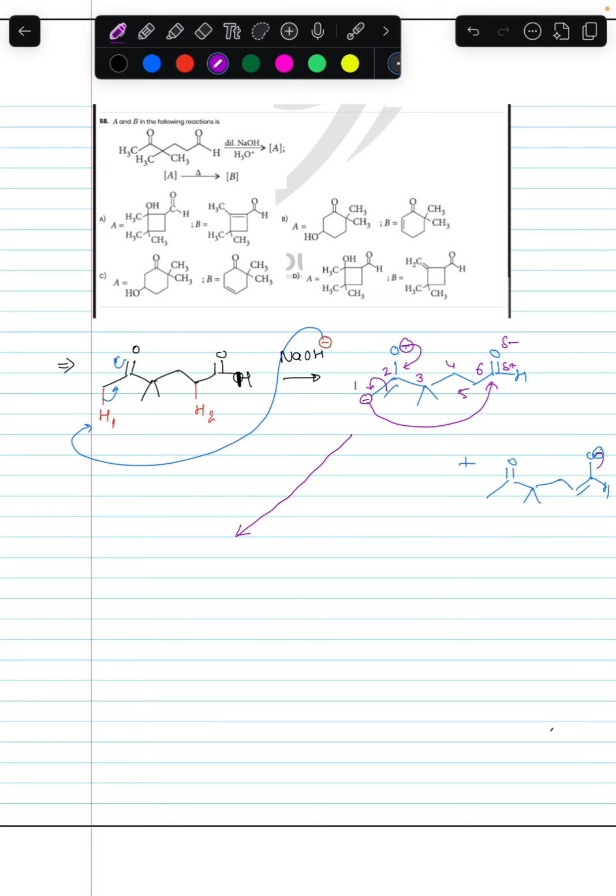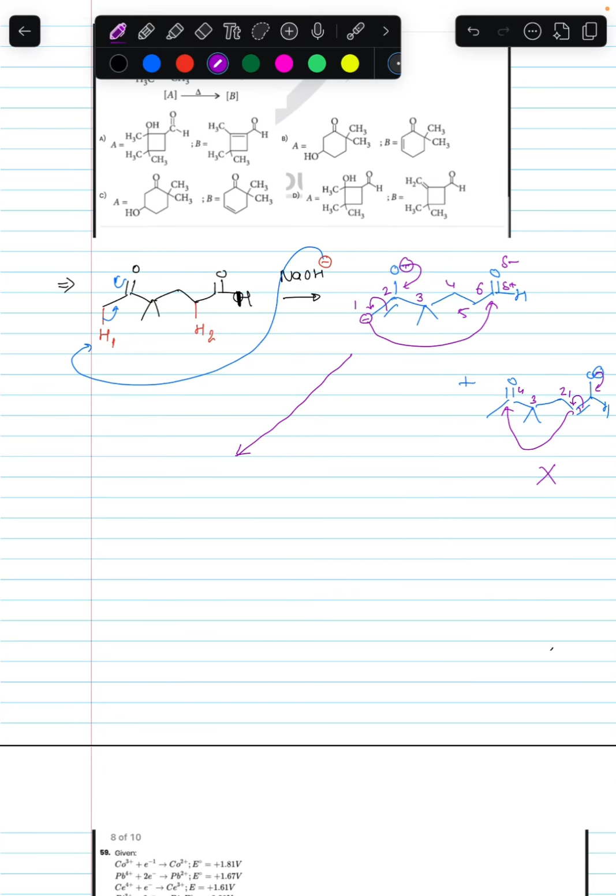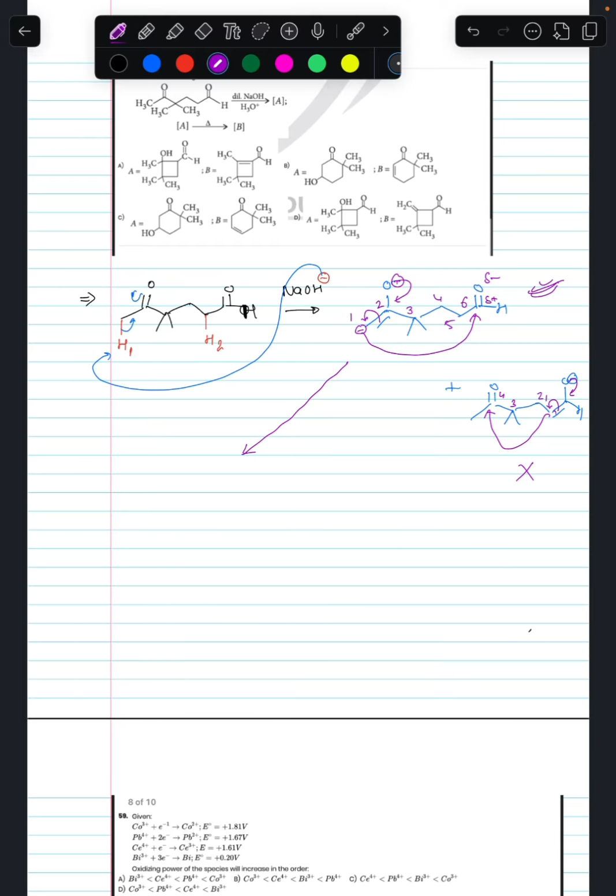But if the negative charge from here shifts to the carbon atom, and from this carbon atom to this carbon, if it attacks, then it will be 1, 2, 3, 4. A four-membered ring is formed, which is not possible. So that one is preferred, this one is not preferred. So now a six-membered ring is formed: carbon number 1 attacks carbon number 6 that contains C double bond O.